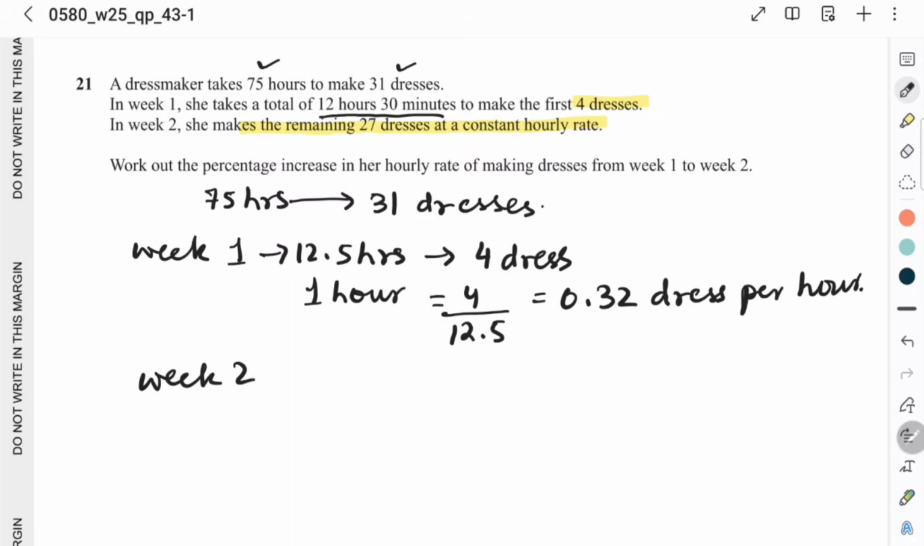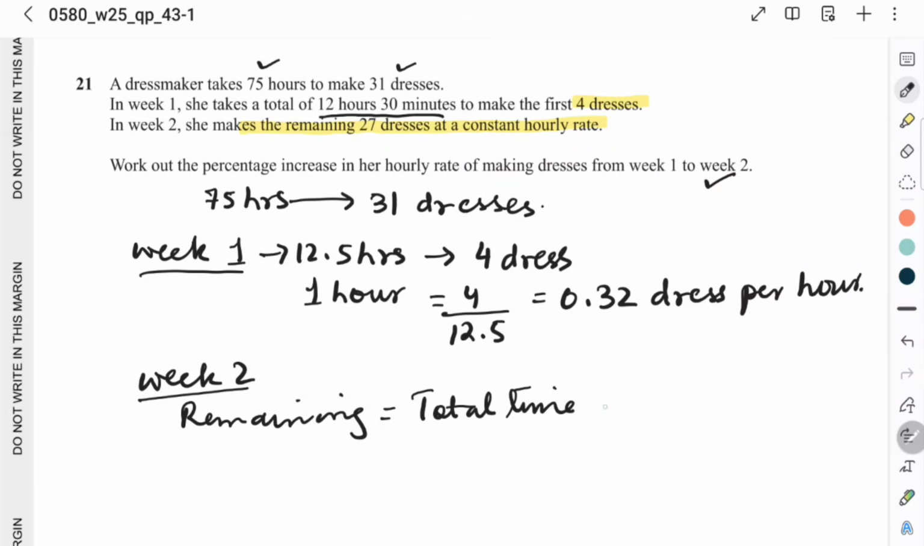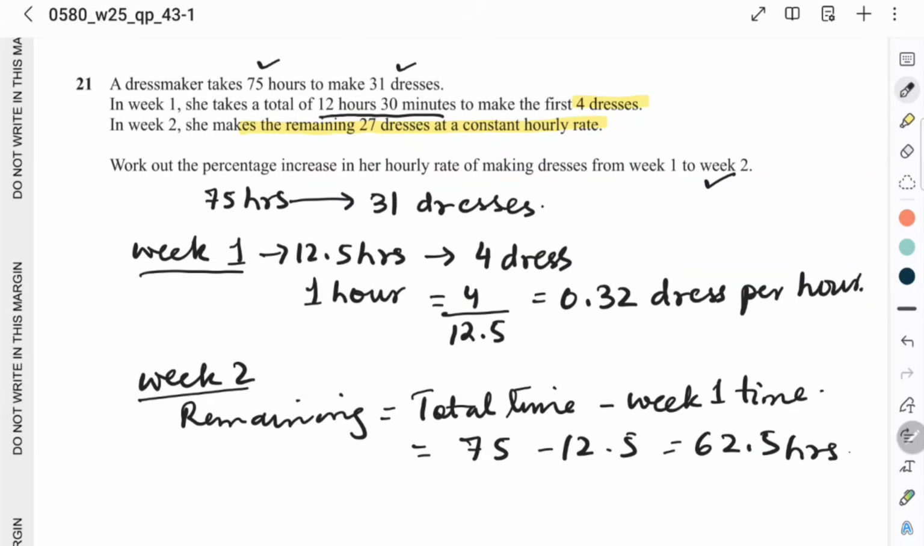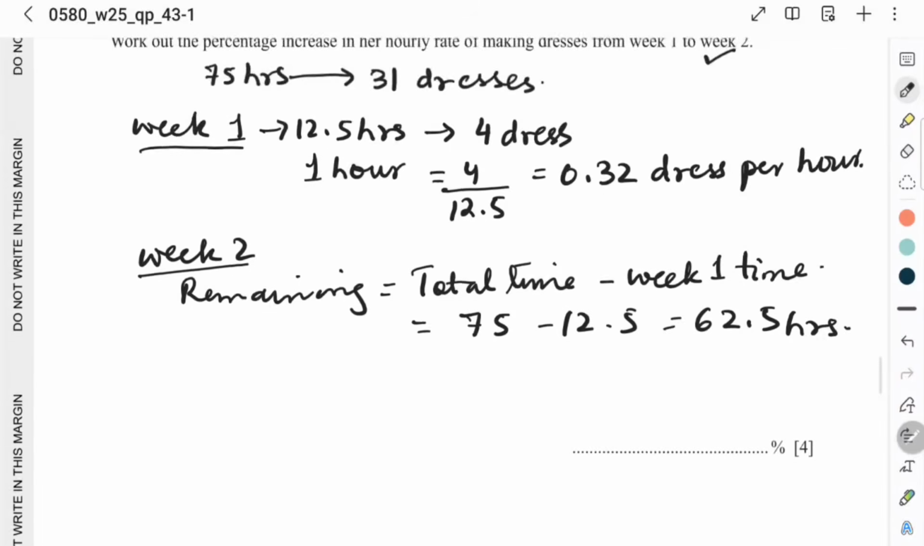So first of all, we don't have the timings in week 2. We have to find out first the remaining time. So in week 2, the remaining time is equals to the total time minus the time in week 1. So that is equals to 75 hours minus 12.5 hours, that is equals to 62.5 hours. Take your calculator, it is 4-mark question.